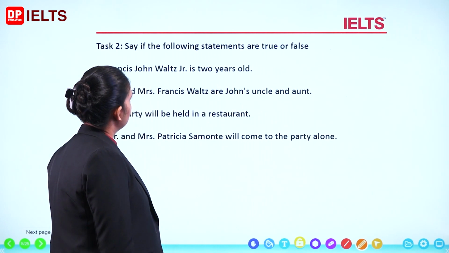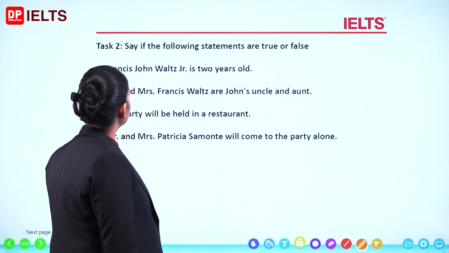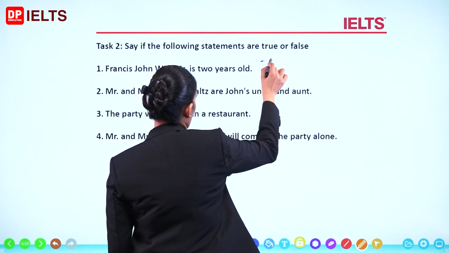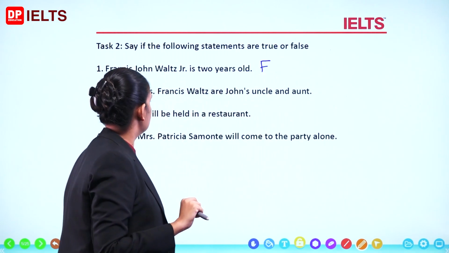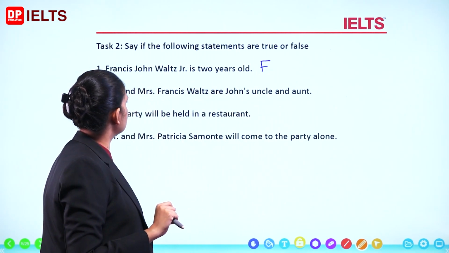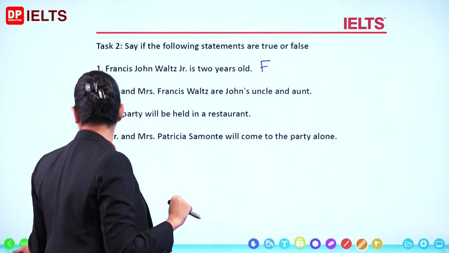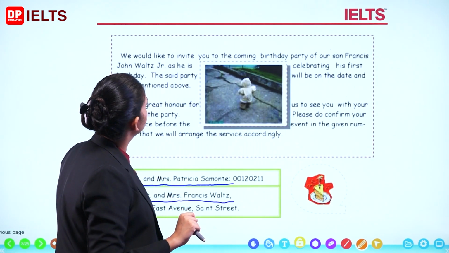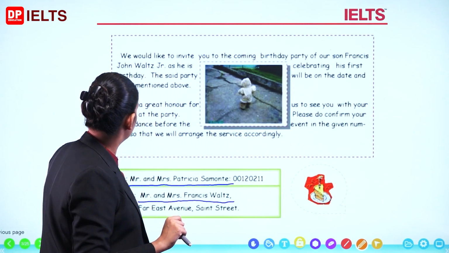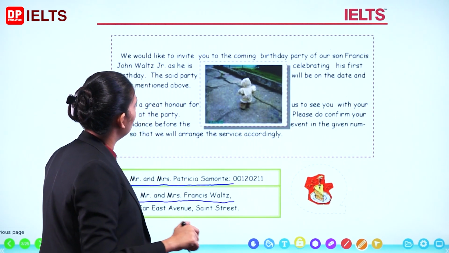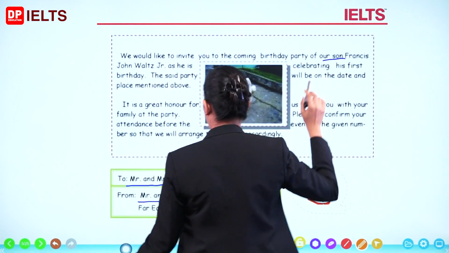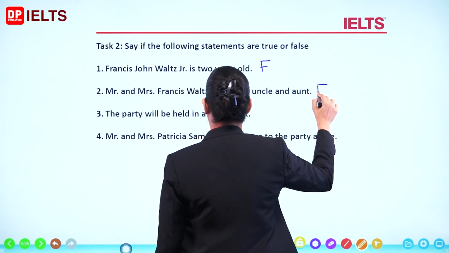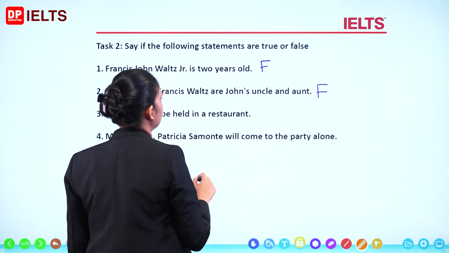Okay, next one. Say if the following statements are true or false. Francis John Walls Jr. is 2 years old. False. How old? 1 year old. Mr. and Mrs. Francis Walls are John's uncle and aunt. Of our son? No, they are the parents. So that is false.